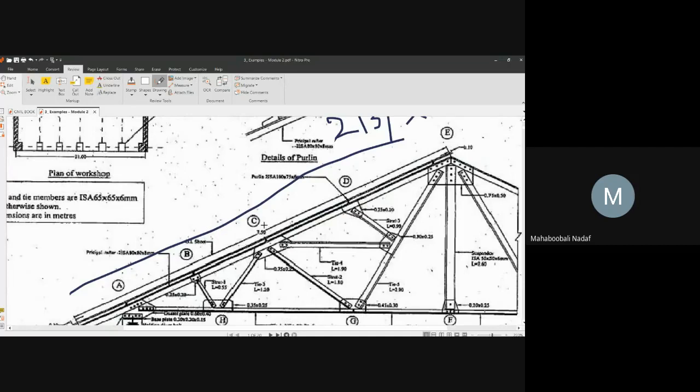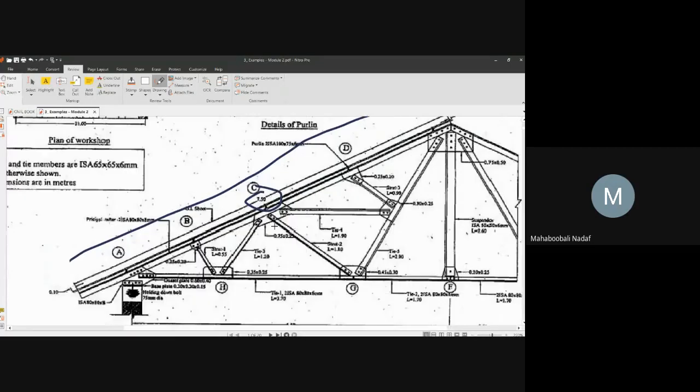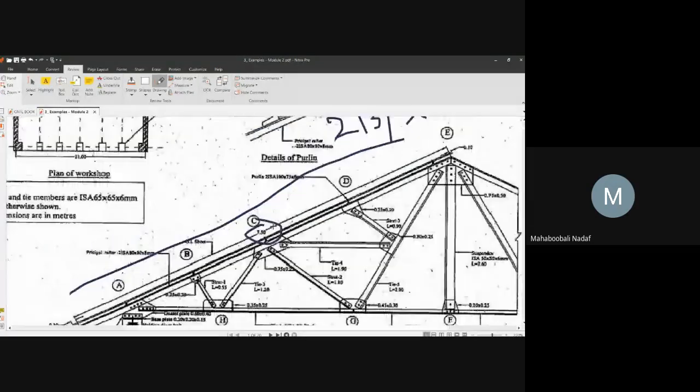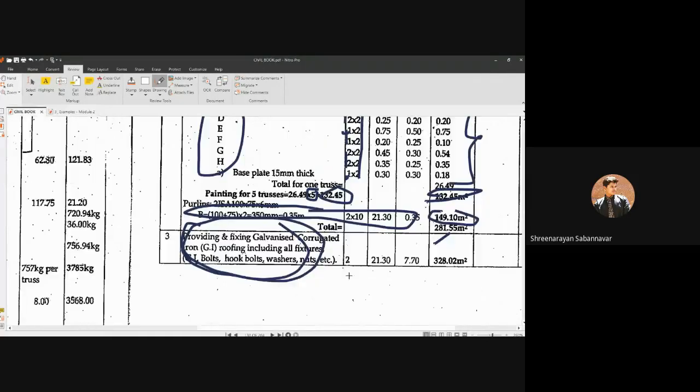7.5 into 21.3 into 2. Total how much? 319.5, sir. Very good. 2 into 21.3 into 7.7. 328. We have taken 7.5.